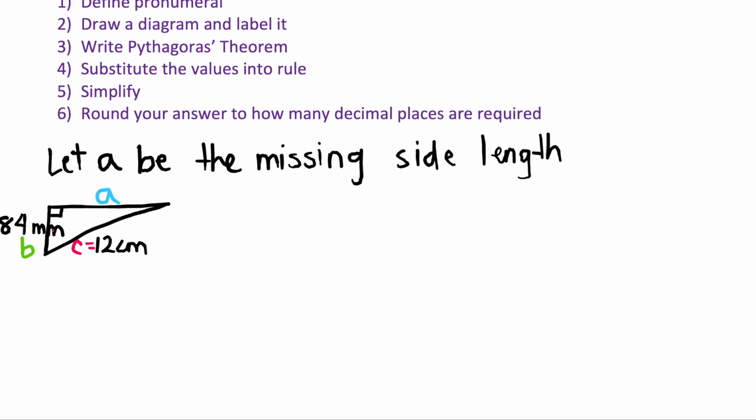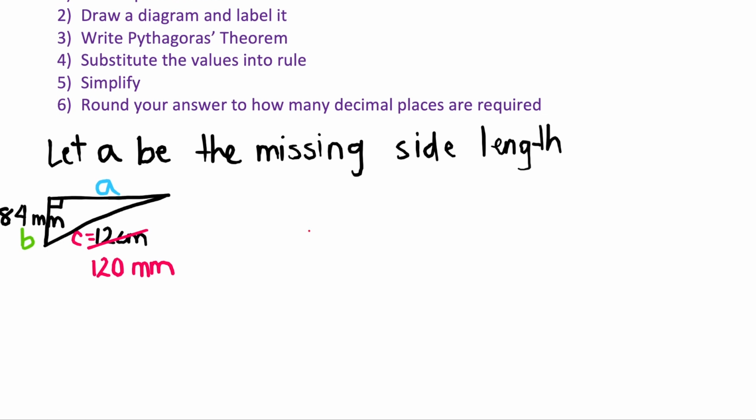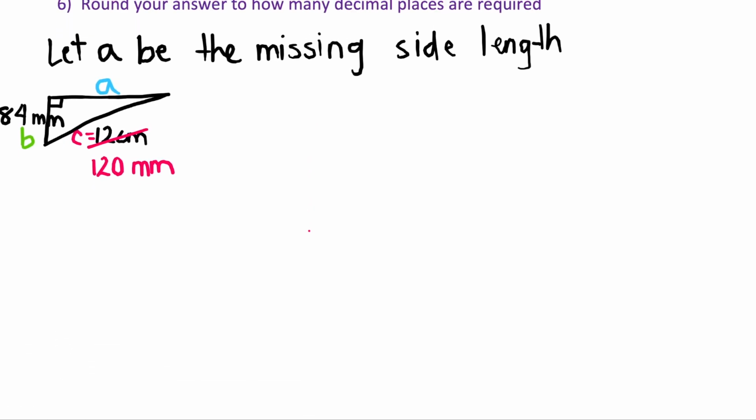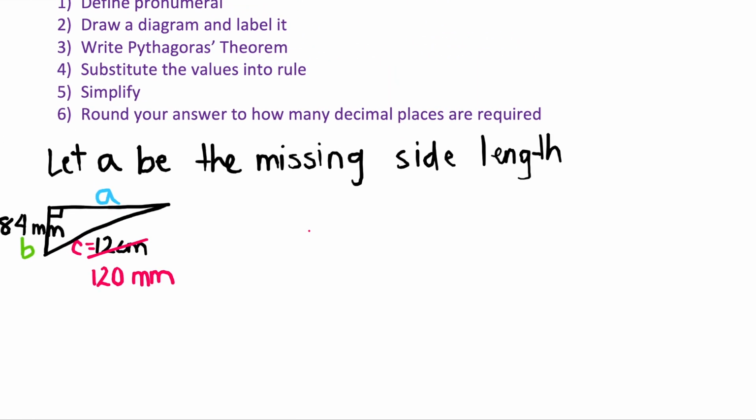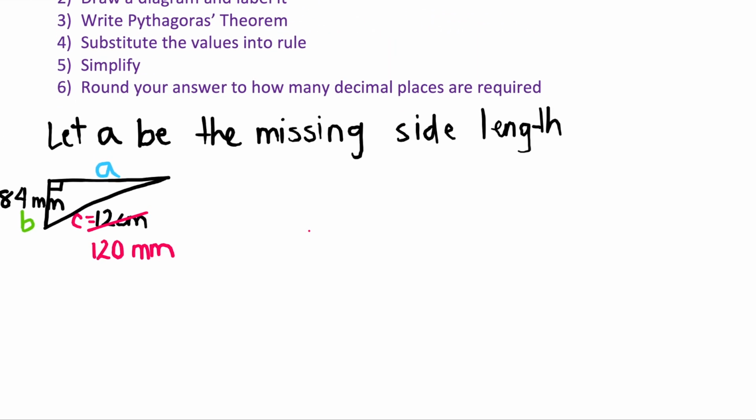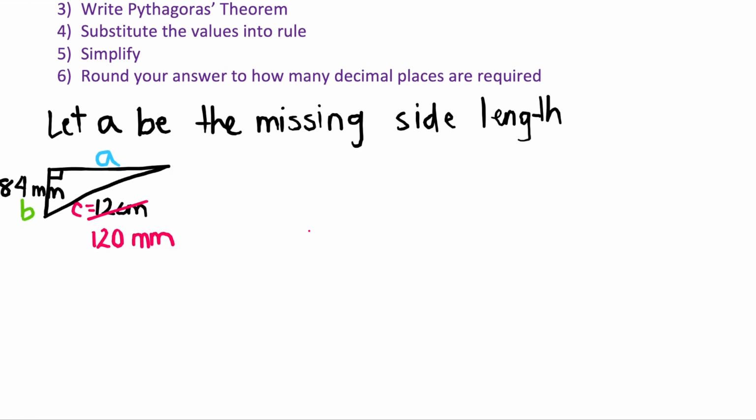Perfect. Now notice that I have here 84 millimeters and I have 12 centimeters, so I need to put them both in the same units. I'm going to change the 12 centimeters to millimeters. So this one becomes 120 millimeters. Perfect. So now with my steps, I have drawn the diagram, I have labeled it. Now I'm going to write Pythagoras theorem, substitute, simplify, round.